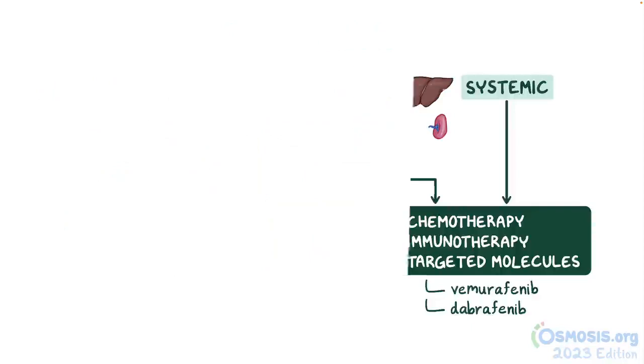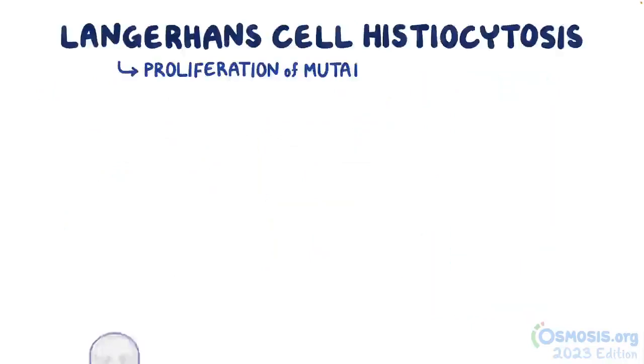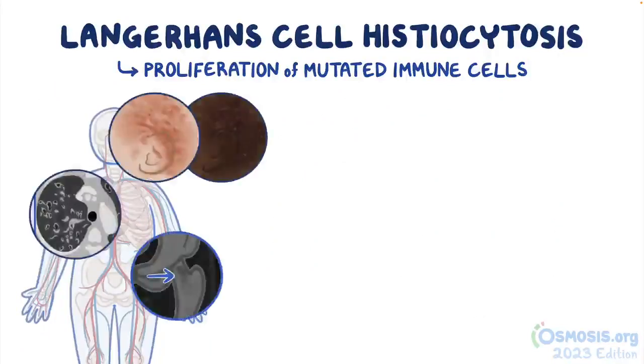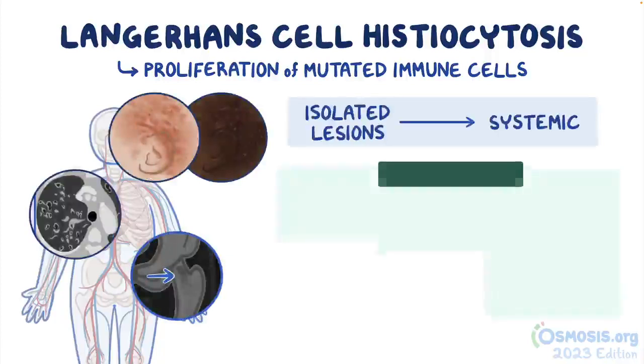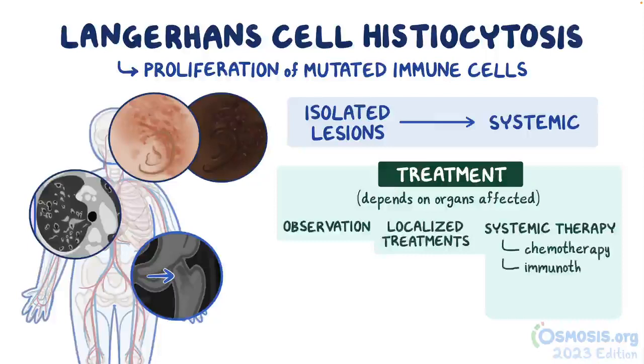Alright. As a quick recap, Langerhans cell histiocytosis is a proliferation of mutated immune cells that have the ability to infiltrate body systems such as the skin, bones, and lungs. It can range from isolated lesions to multisystem disease. Treatment depends on which organs are affected, including observation, localized treatments, or systemic therapy with chemotherapy, immunotherapy, or targeted molecules.